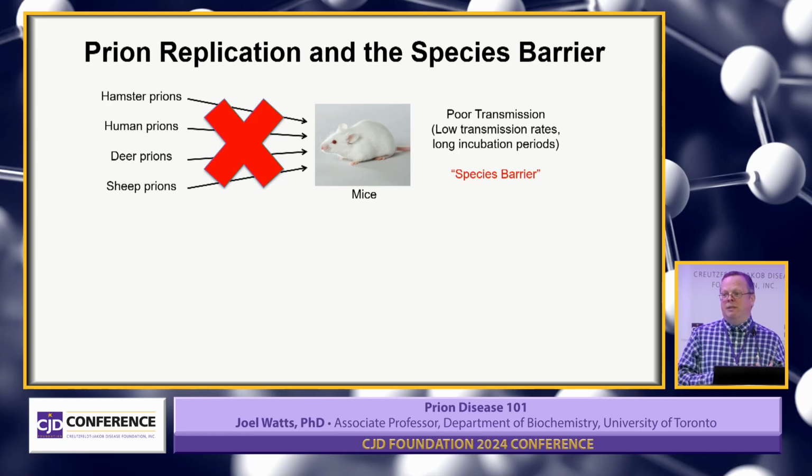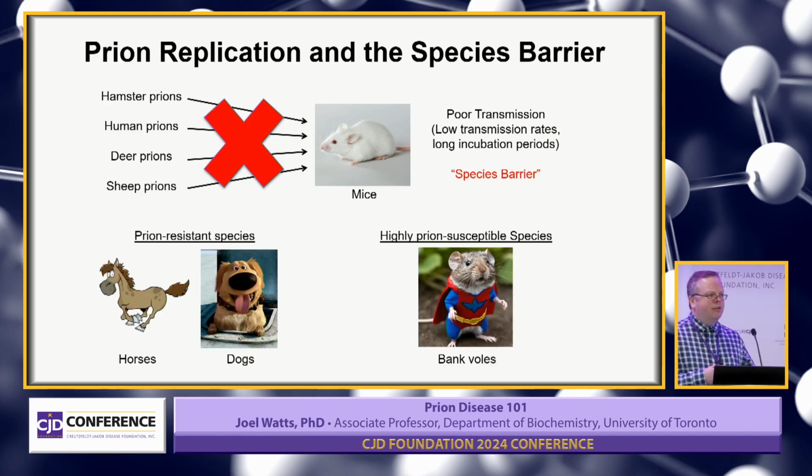This is because of the species barrier, which basically means that prions from one species are not so good at infecting a different species. Now, mice and hamsters, the species that are commonly used in a lab, are somewhere in the middle of the spectrum. At one end you have animal species that are quite resistant to prion disease, such as horses and dogs. This is because only a few changes in the amino acid sequence of the prion protein cause it to make a prion protein that doesn't like to form PrPSc.